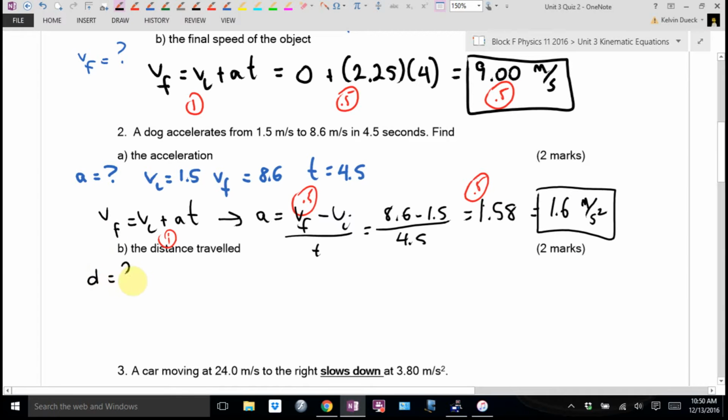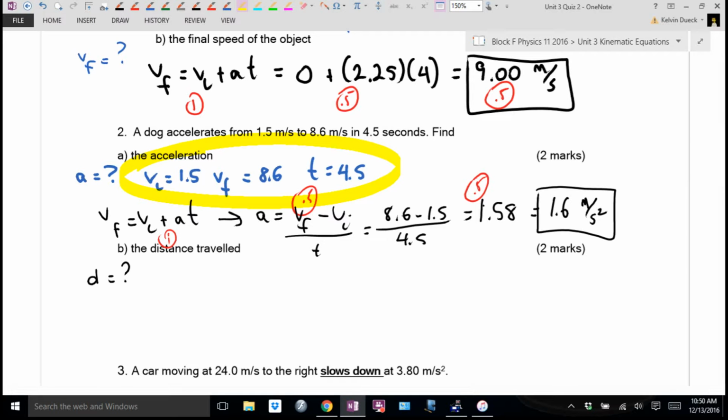D equals question mark. You know what? I think I'm going to try finding distance using those 3 things because they gave them to me. You could also use D equals VIT plus a half AT squared, and you would use your answer from part A to find it. You could find it with VF squared equals VI squared plus 2AD. D equals VF squared minus VI squared all over 2A. That's a lot of work, but that would get you there.